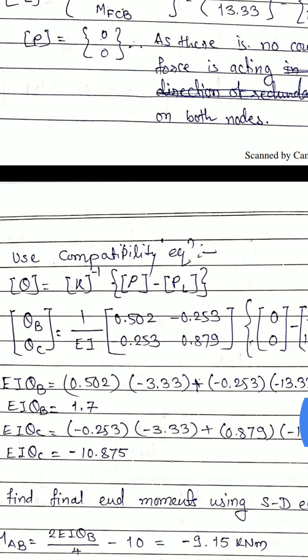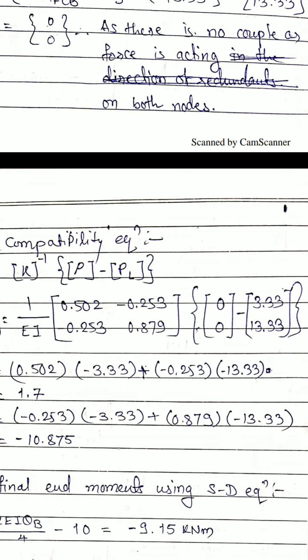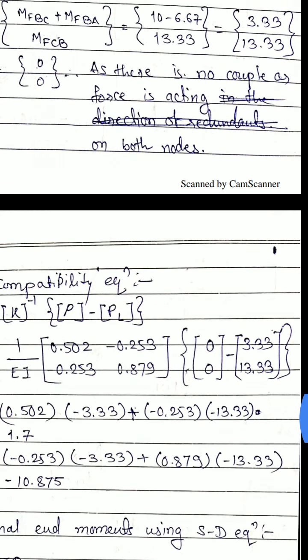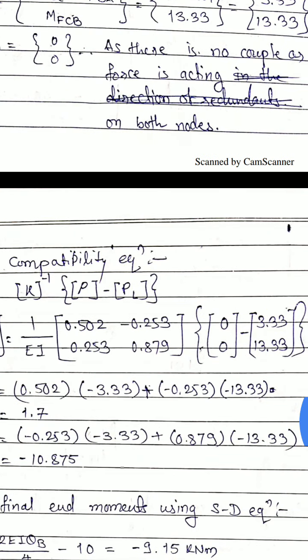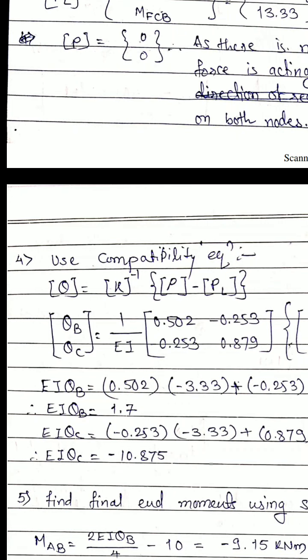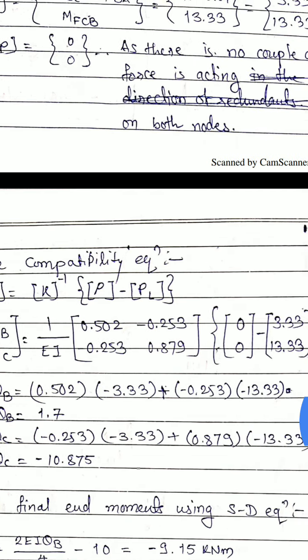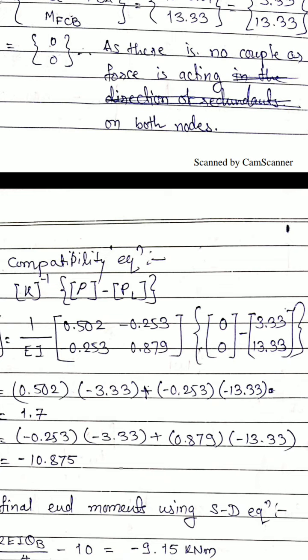that is theta is equal to K inverse of P minus PL, where K inverse we have just calculated. Theta is nothing but your redundant values column matrix, theta B and theta C. Next, the P matrix is a null matrix, and the PL matrix we have just calculated as 3.33 and 13.33. So how will you calculate theta B and theta C? Once again, EI will be taken on the left hand side, then you will find EI theta B equals 0.502, that is the K matrix. That means you have to multiply these two matrices.